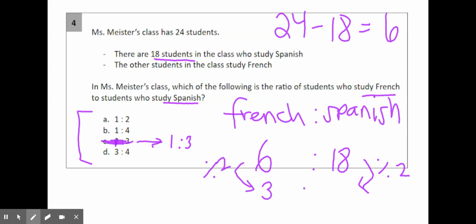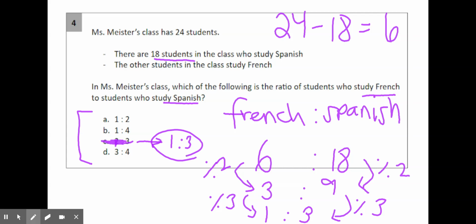And then I would get 3/9. 3 and 9 have the same factor of 3, so I can divide both by 3. And I would get 1/3. Our answer is C, 1/3.